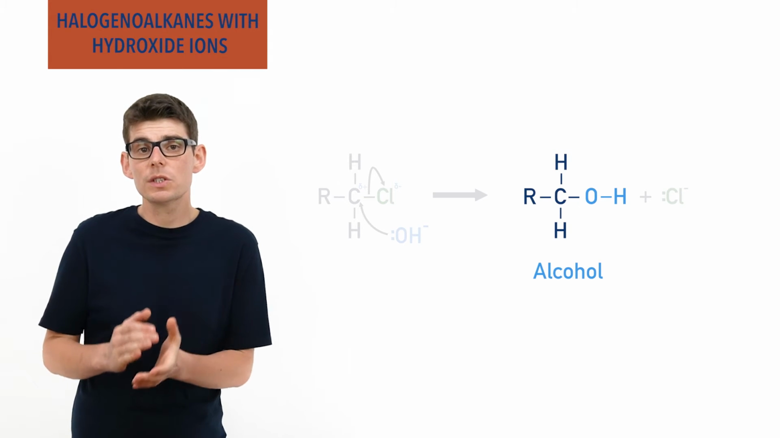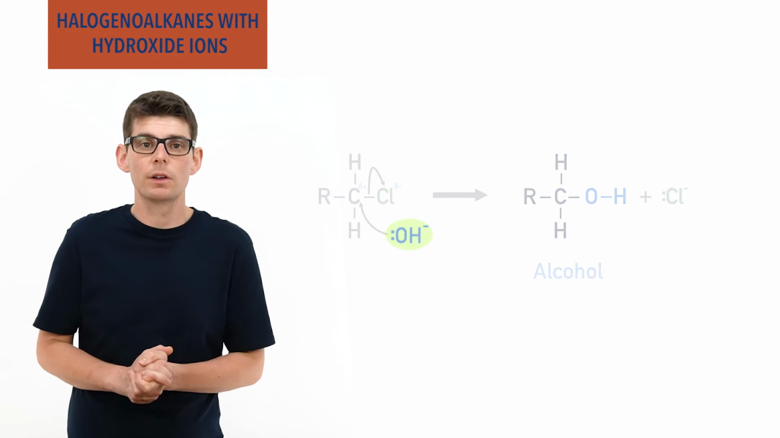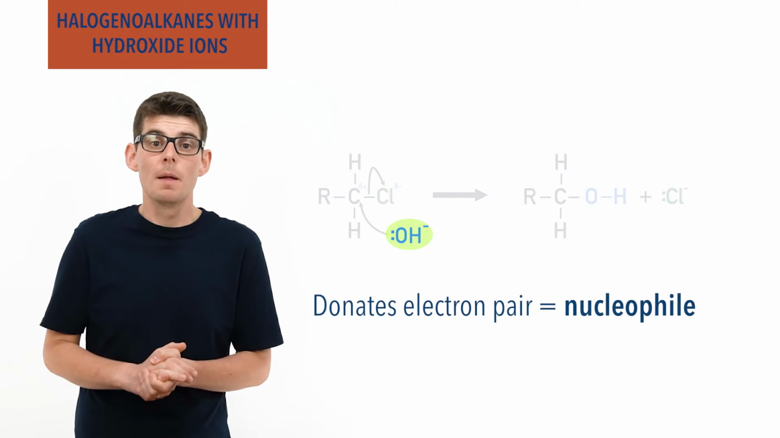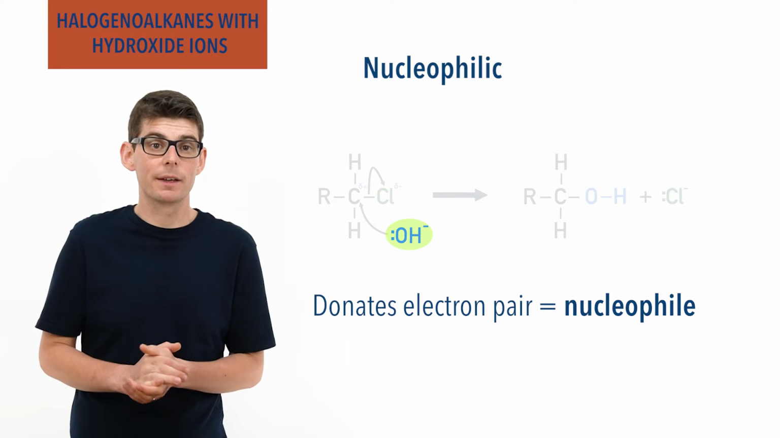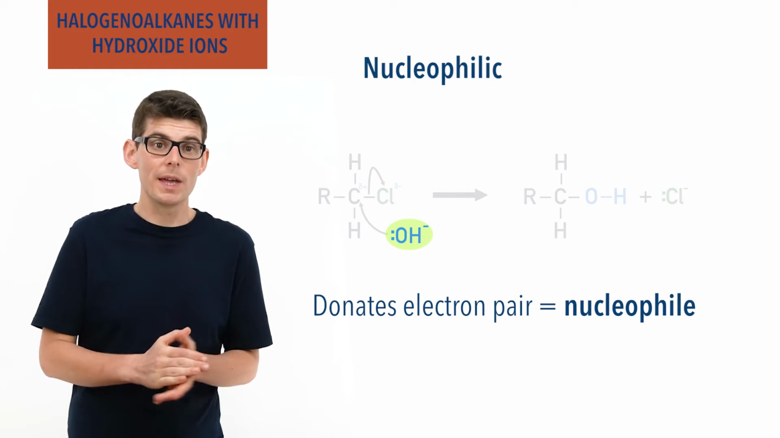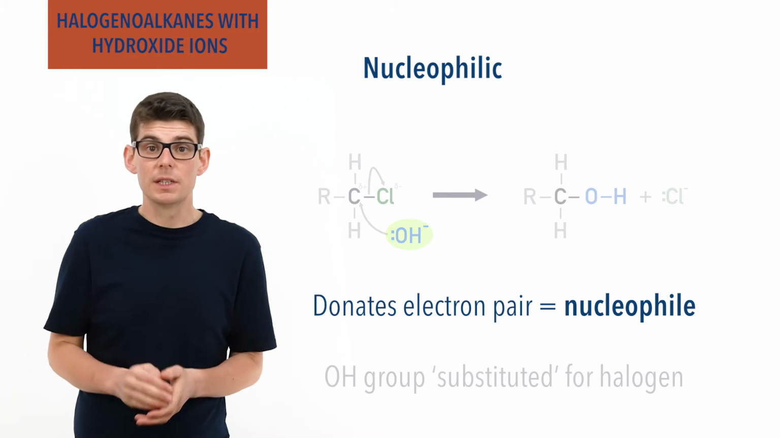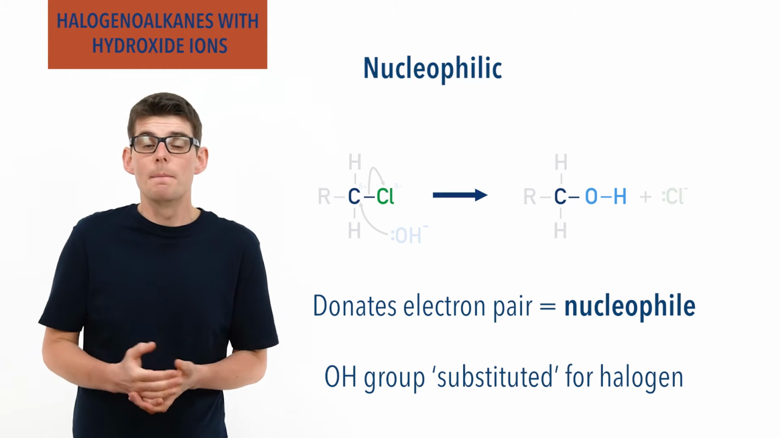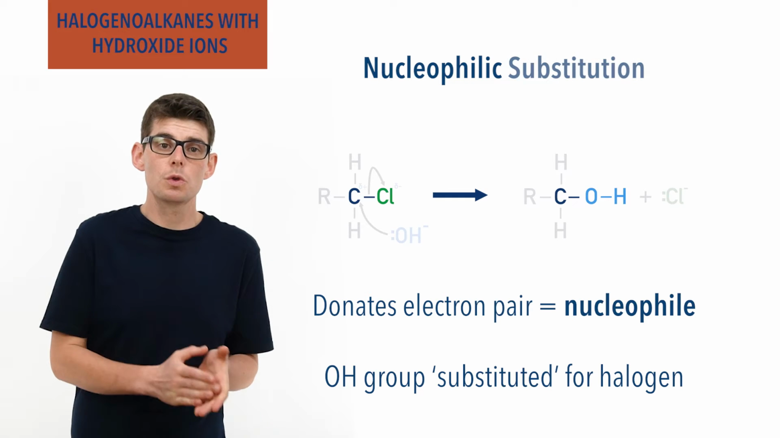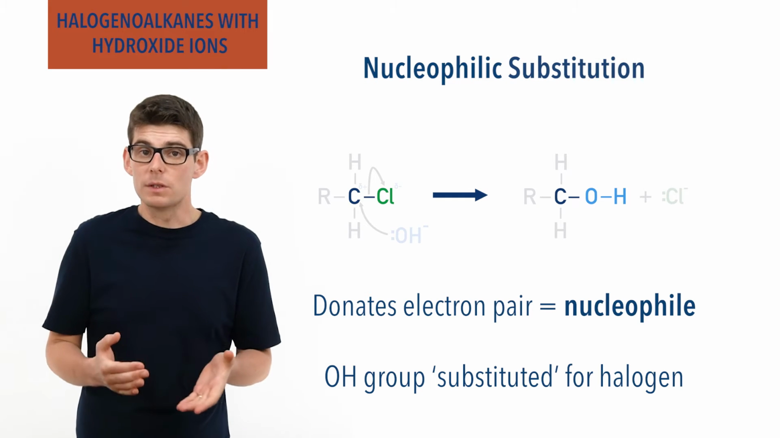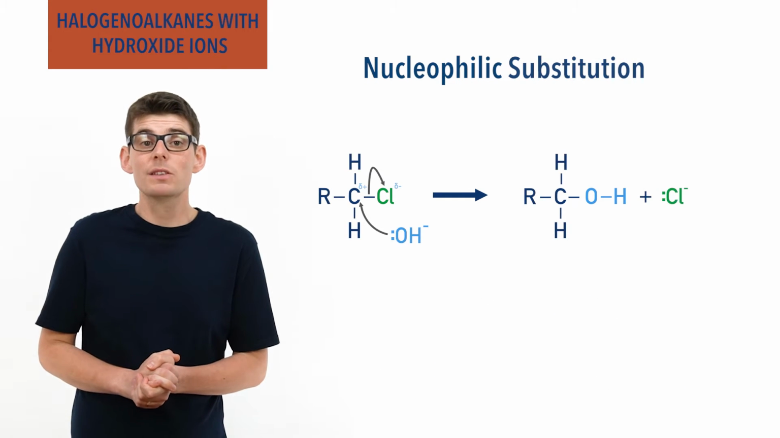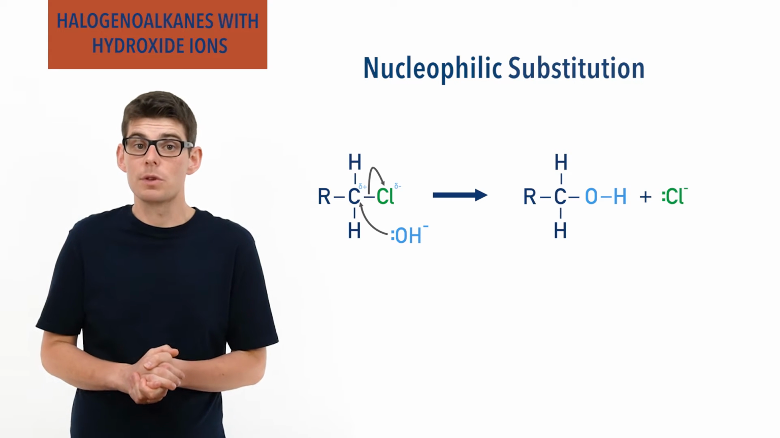The species starting the reaction, the hydroxide ion, acts as a nucleophile, making the reaction nucleophilic, and a hydroxy, OH, group, has been substituted for the halogen in the molecule, making the reaction a substitution reaction. This is why the reaction and mechanism is described as nucleophilic substitution.